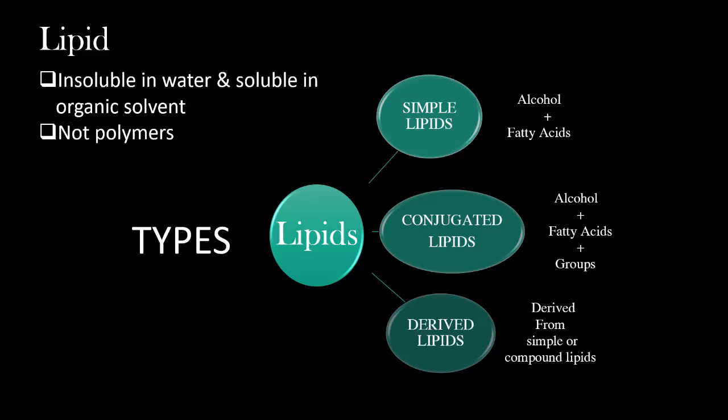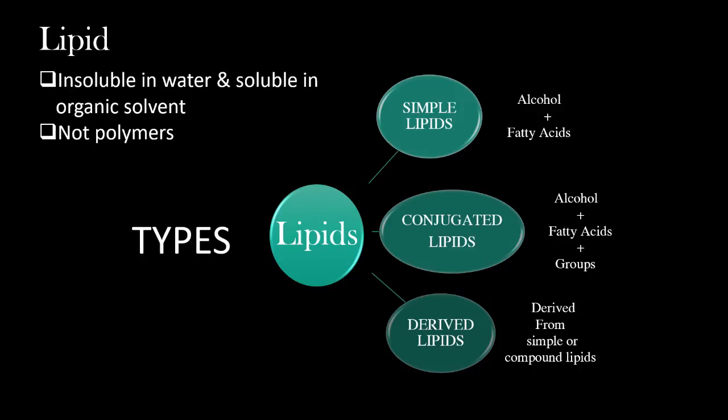Okay, so characters of lipids. Lipids are insoluble in water and soluble in organic solvent. We know that, right? Oils and fats don't get easily dissolved in water, but they dissolve in organic solvent. Another important point is lipids are not polymers. Unlike other biomolecules like proteins and carbohydrates, lipids are not made up of a single monomer unit. They are not polymers.